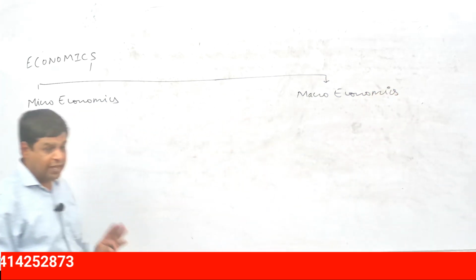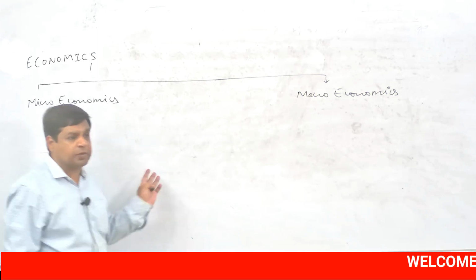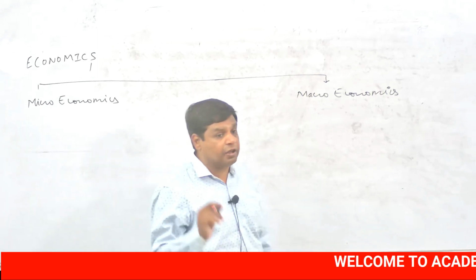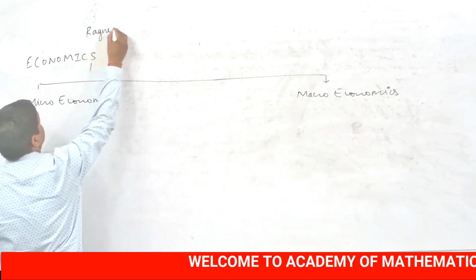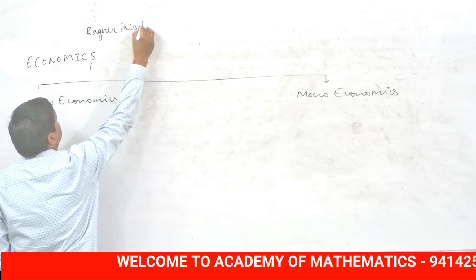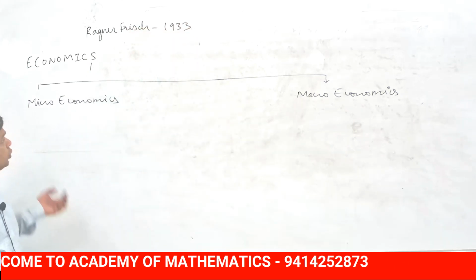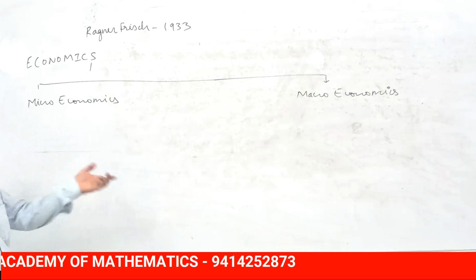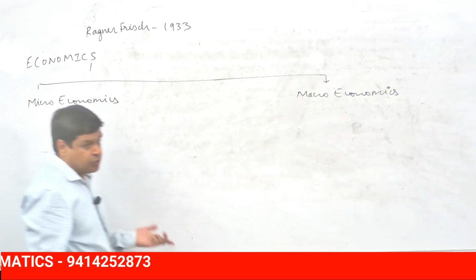These are the two branches. I can ask one more question. Who was the person who has divided the subject matter into two branches? So we have to write Ragnar Frisch, in the year 1933. And these two branches, microeconomics and macroeconomics, we used to discuss in class 11 and 12 syllabus also, students.